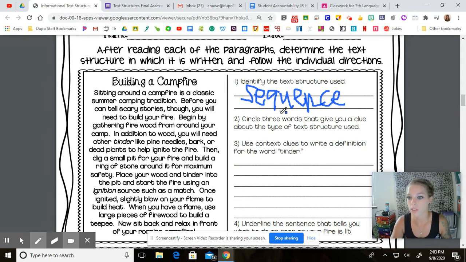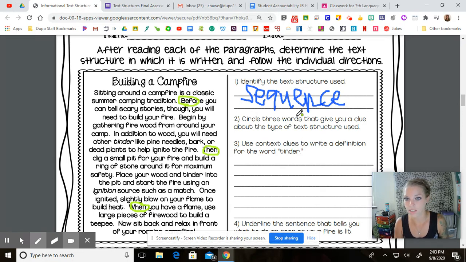So you want to look for those keywords that are going to help you know what type of text structure you're working with. So what I'm doing right now is called annotating. We also learned that this week. That is when you write, I have symbols and then explanations with it. So right now, all I'm doing is circling the 3 words that I feel help me know it's sequence. I have before, and then, and then maybe when. Those are all good examples that let me know it's sequence.